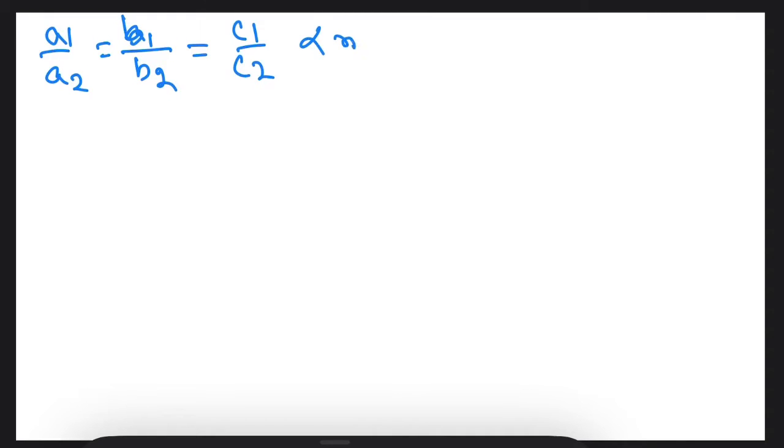Okay. What is our ratio? a1 upon a2. We have to find the ratio: a1 upon a2 equals b1 upon b2, which equals c1 upon c2. Then it will have infinitely many solutions. So, we have to find a1 upon a2. Okay. So, what is our a1?